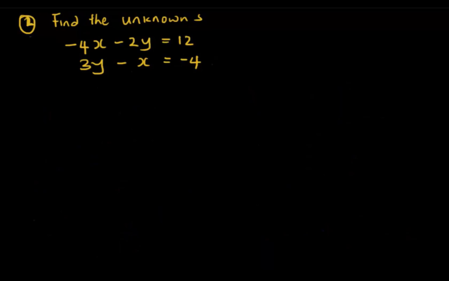Alright, find the unknowns. Minus 4x minus 2y equals 12. And then I have 3y minus x equals minus 4. Remember, the first thing to do is to name the equation. So let's do this.